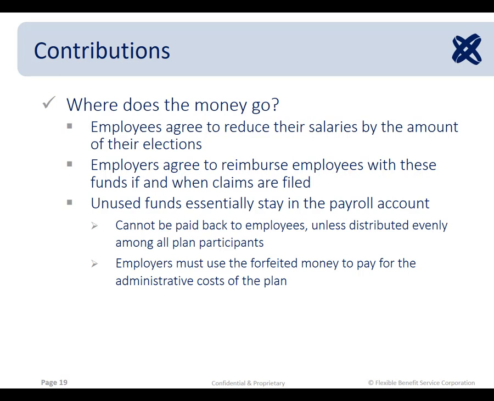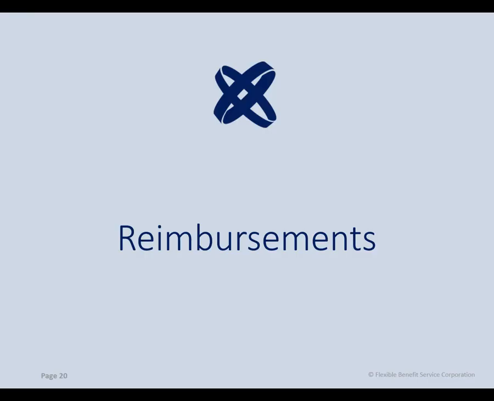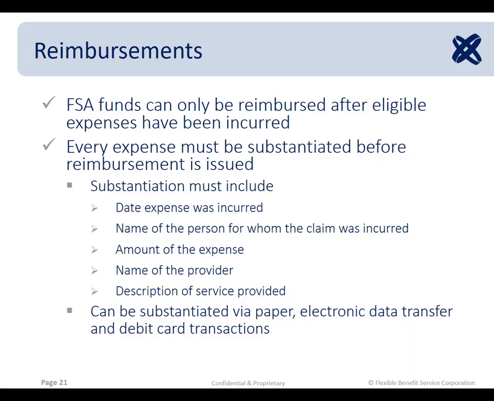My employer would then be able to keep that $2,000 because they never had to pay out any claims for me. Those funds would stay in the payroll account, and I would not be able to access that money. In fact, IRS regulations actually prevent employers from paying the money out to employees, unless they distribute it evenly amongst all plan participants. The rules also say, however, that employers must use the forfeited money to pay for the administrative costs of the plan. So, how do participants get money out of the FSA?